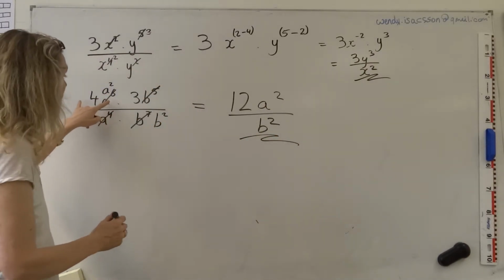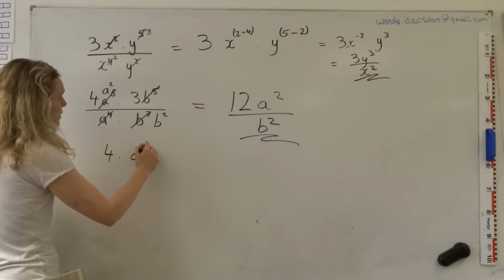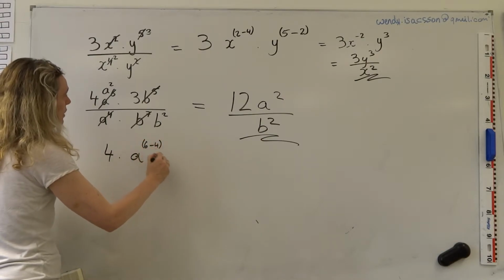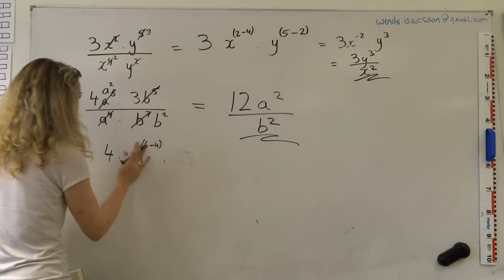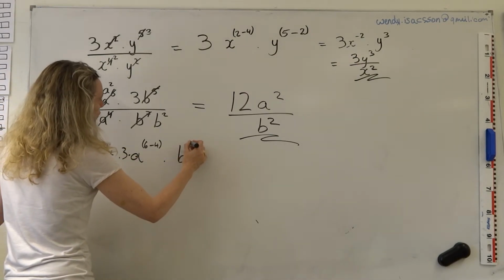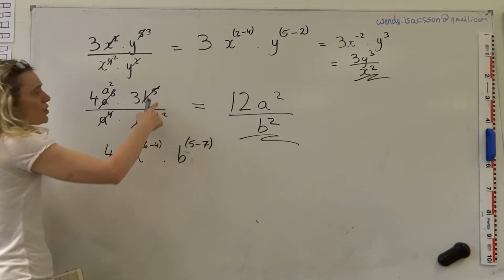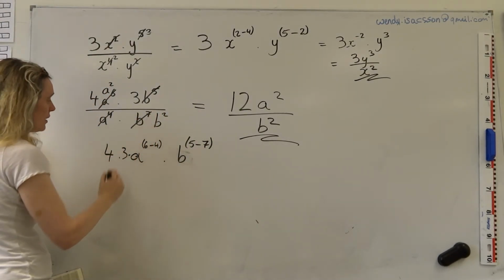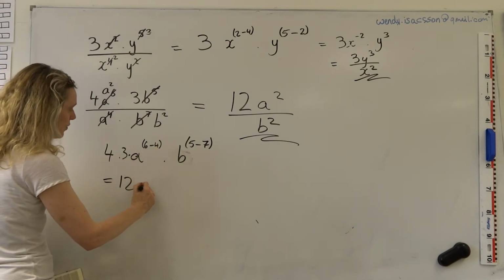Same thing you'd get here if you did the other method where you did 4 times a to the power 6 minus 4 times 3. Well, move the 3 to the front there, so it's 4 times 3 already there. And b to the power of 5 minus 7. The 5 is on the top, the 7's under the divide line. And you'd get 12. A to the 6 minus 4 is a squared.